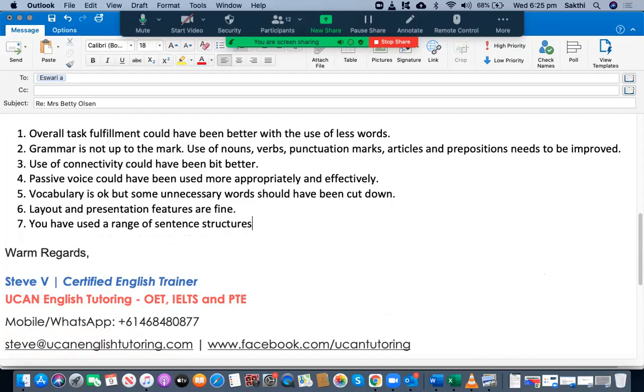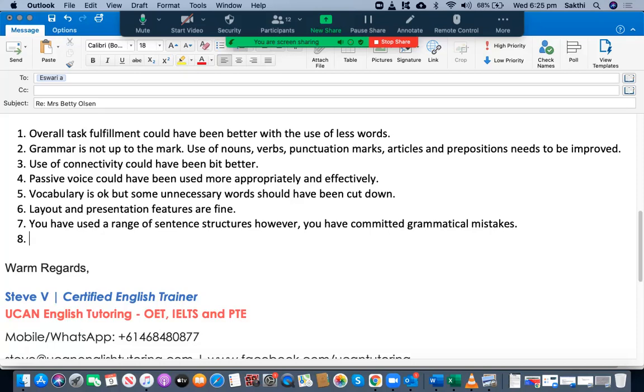You have used a range of sentence structures. However, you have committed grammatical mistakes. Okay, that's not good. You should have avoided that. All right.